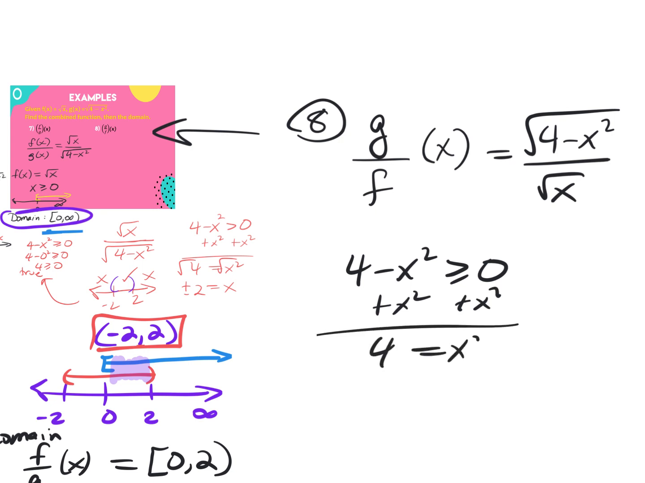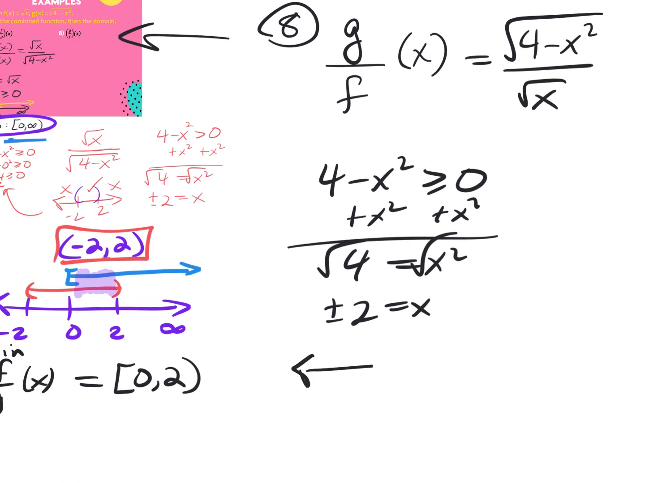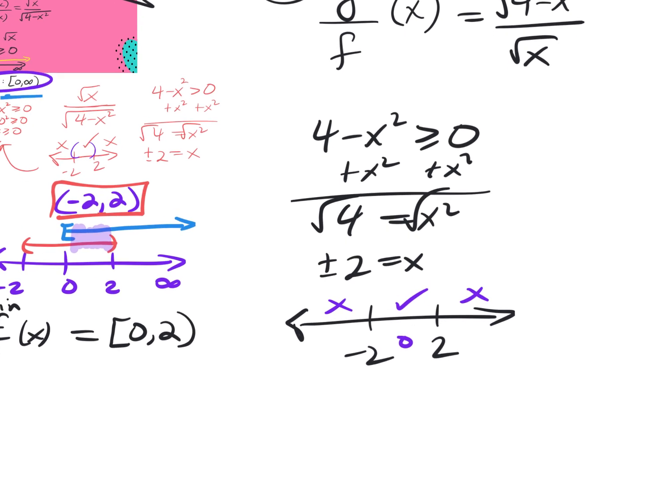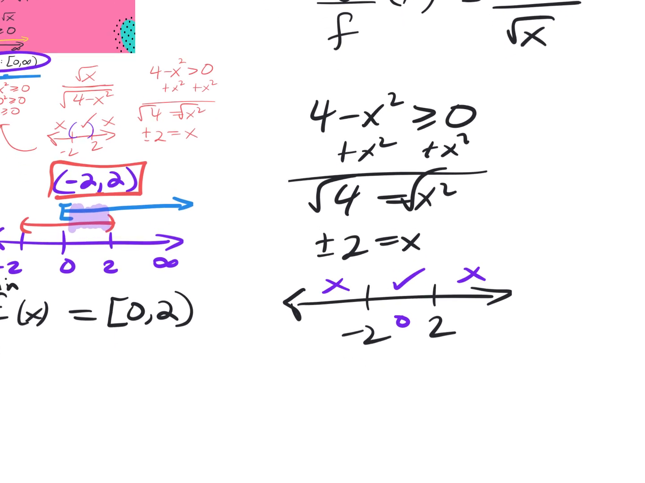And then again, you're going to solve it as if it's an equal sign to get your test points, or your breaking points, on your number line. So negative 2, positive 2. We did the check over there. Remember, we got it to be true when we tested 0. So check mark here and here. So the domain of our numerator is going to be brackets with negative 2 to positive 2.